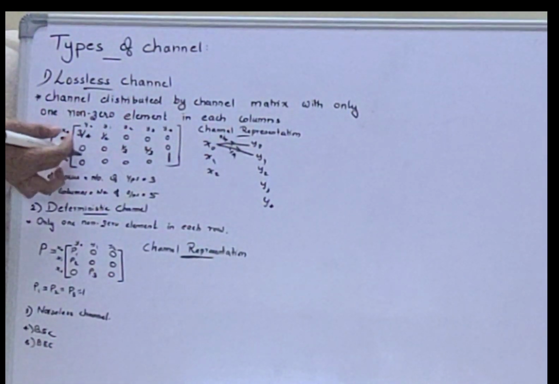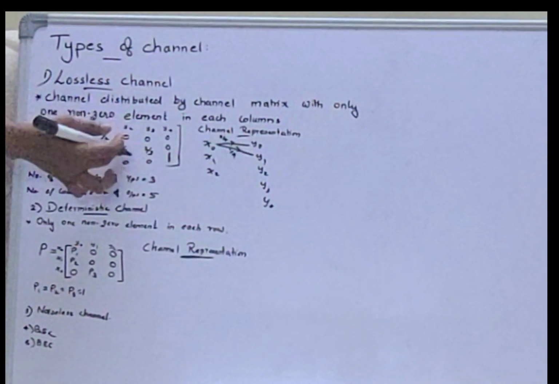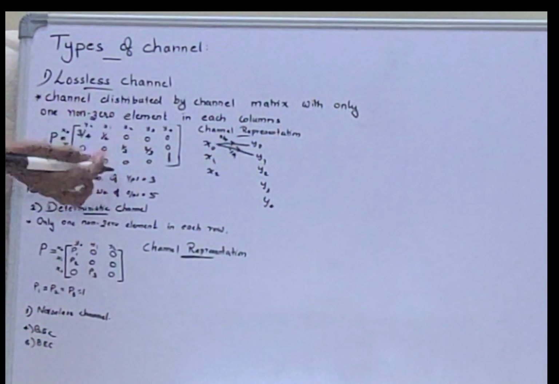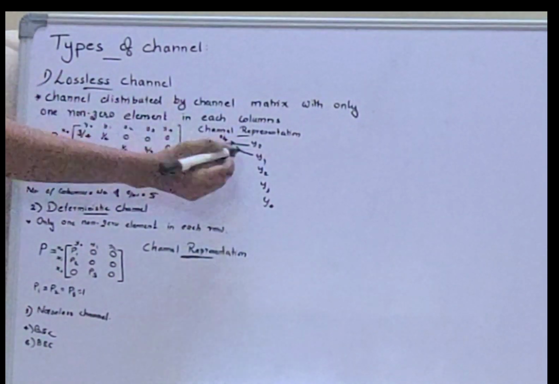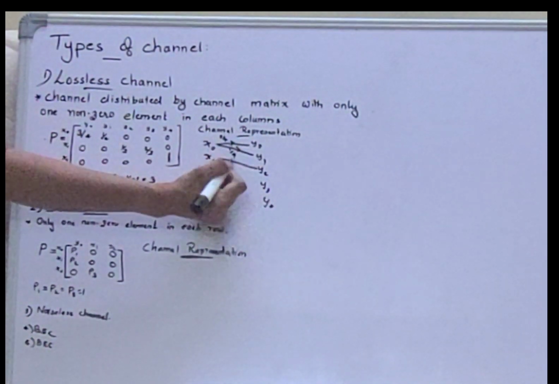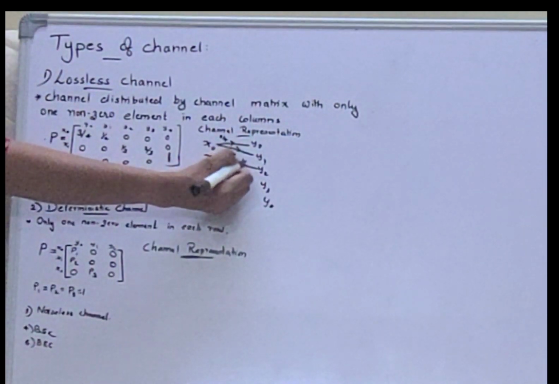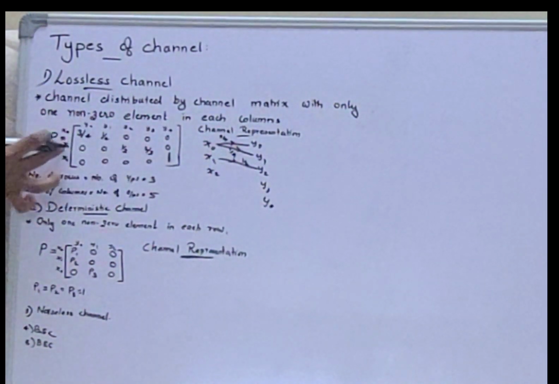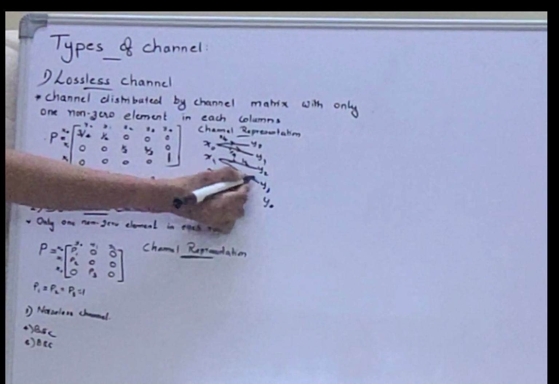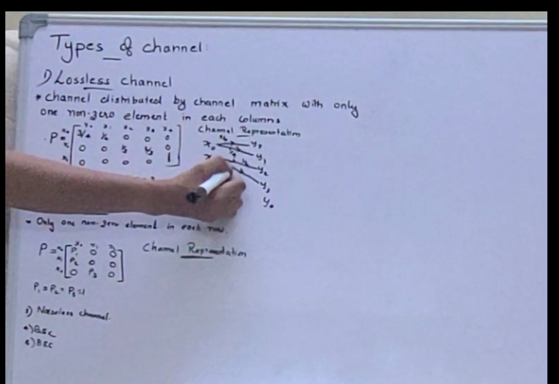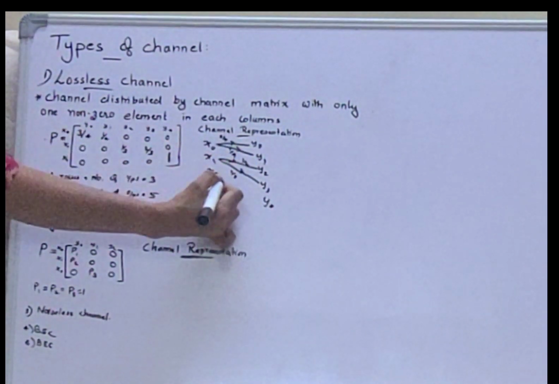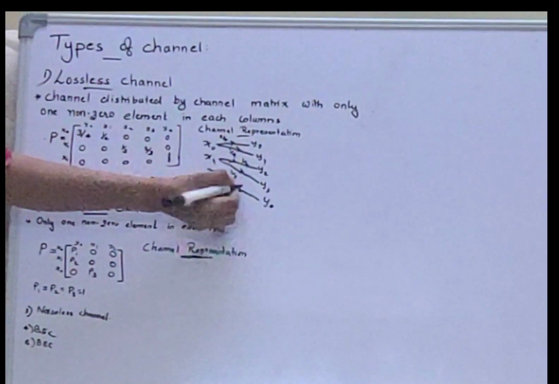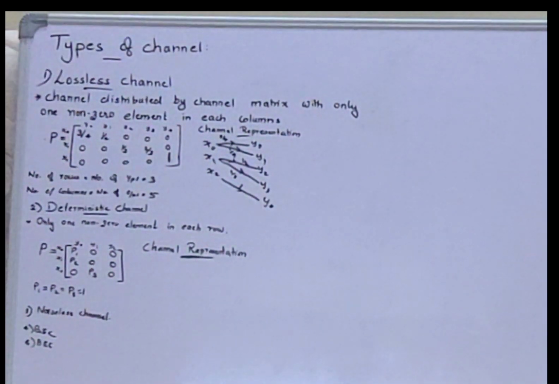Then we look at x1. The probability of y2 when x1 is transmitted is 1 by 3. Then the probability of y3 when x1 is transmitted is 2 by 3. And the last one, x2: the probability of y4 when x2 is transmitted is 1. So this is the channel representation of this matrix. Okay, so that's about the lossless channel.